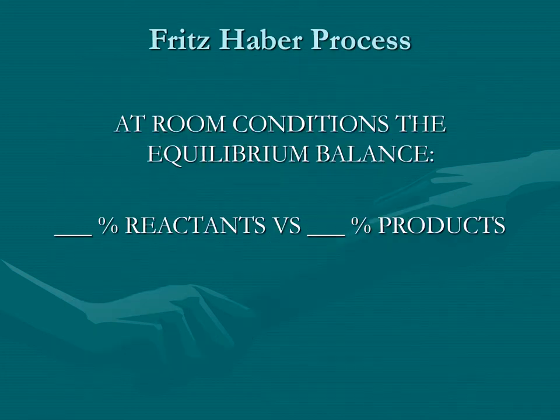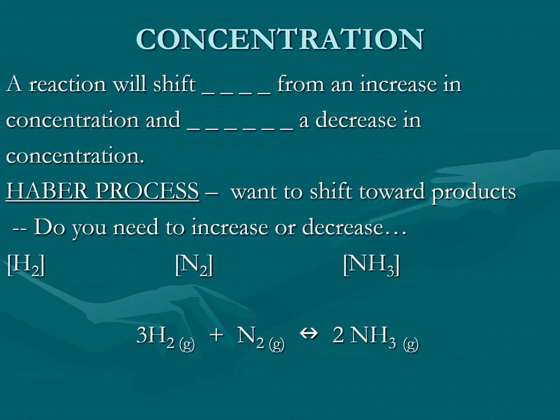When using this reaction, about 99% remain as reactants and only 1% actually remained as products. Remember, the goal is to produce more ammonia. This isn't a very good percentage when you want to get the ammonia. So how did he use Le Chatelier's principle? Well, first let's look at the stress of concentration.